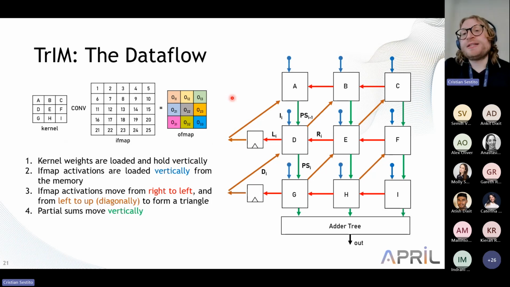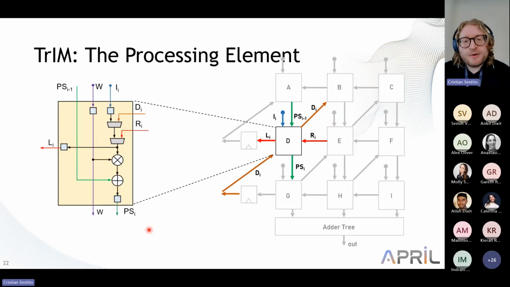So for this reason, we have a triangular movement: vertical, horizontal, diagonal. Finally, the partial sums move vertically. At the bottom, there is an extra adder tree that is responsible for accumulating the final partial sum. Now we have already introduced the processing element, which basically consists of a very simple multiplier and accumulator.